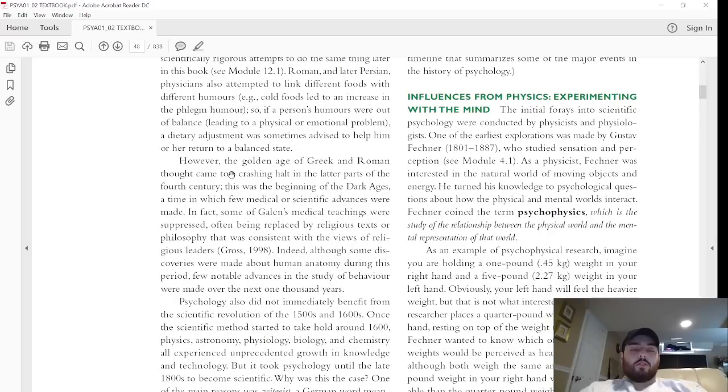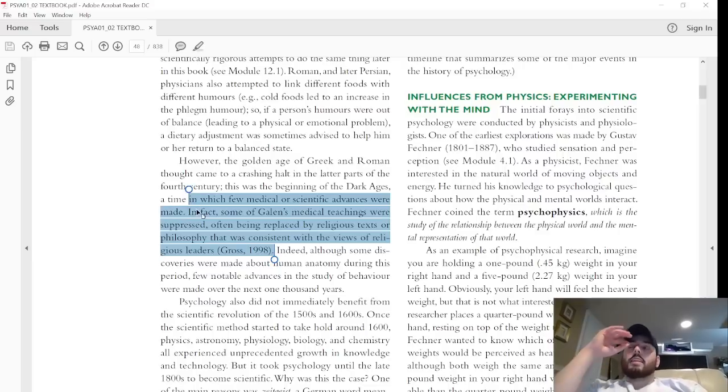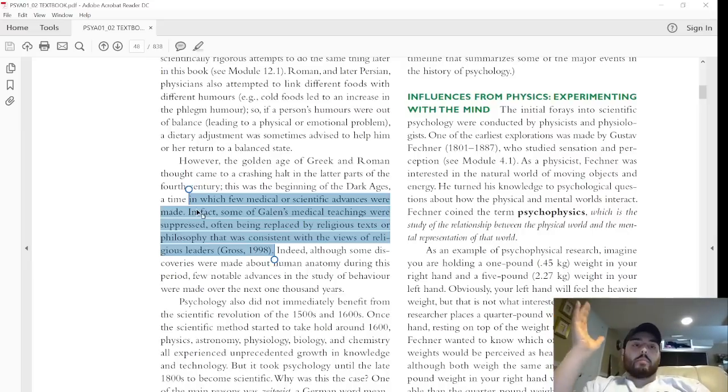However, the golden age of Greek and Roman thought came to a crashing halt in the latter parts of the 4th century. This was the beginning of the Dark Ages, a time in which few medical or scientific advances were made. In fact, some of Galen's medical teachings were suppressed, often being replaced by religious texts or philosophy that was consistent with the views of religious leaders, right? And that's cited here by Gross in 98. And so, as you can see, throughout the Dark Ages, psychology was actually tied in with religion, right? Which, as you know now, we try to keep those two things separate. But you can just imagine people who suffered with their mental illnesses during the Dark Ages or pre-Dark Ages. It would have been very hard to get treatment, right?